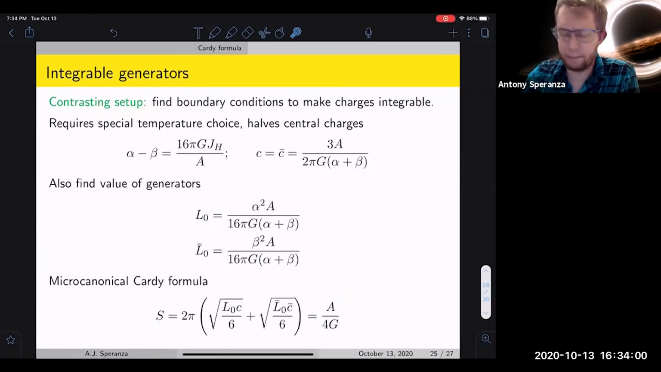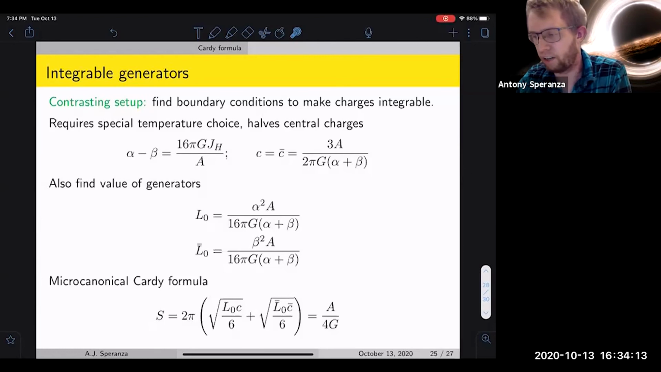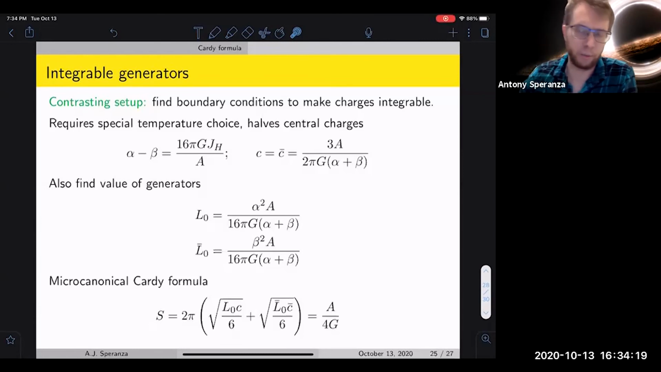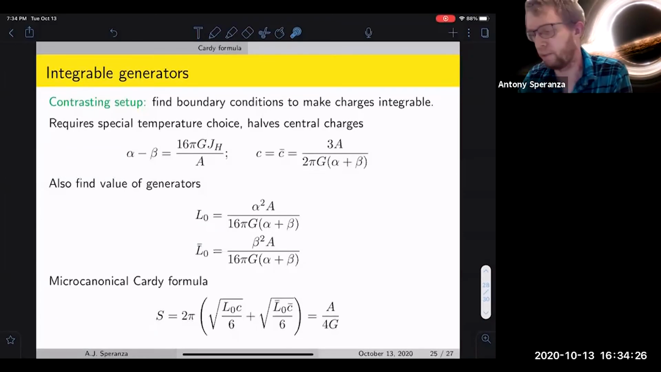And I think it makes sense in the integrable case that the microcanonical Cardy formula works, and you wouldn't expect it to work in the non-integrable case, because the canonical Cardy formula is supposed to apply when you have an open system. The non-integrable case is like interacting with a bath, and in that case you would expect canonical to work, but not microcanonical. So it's at least consistent that microcanonical is working here.